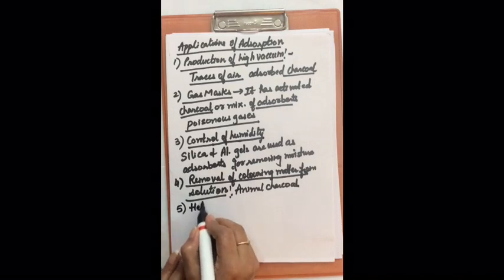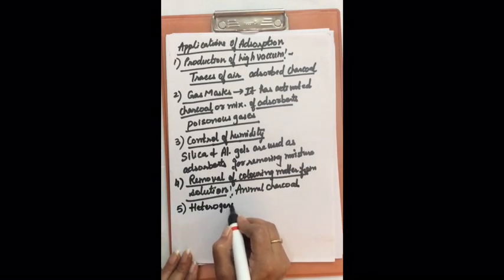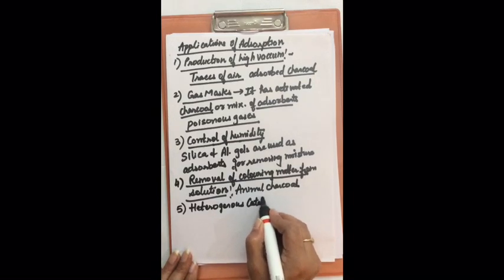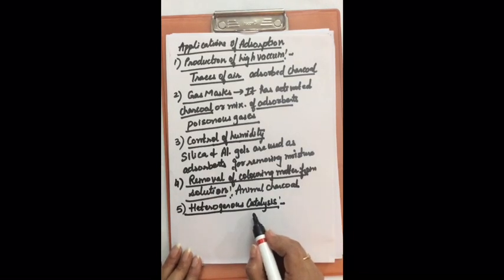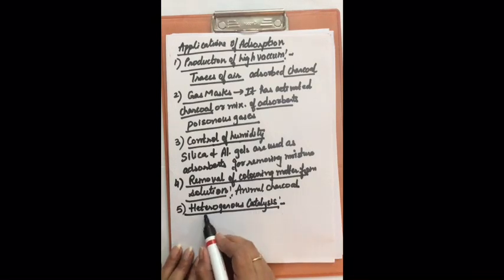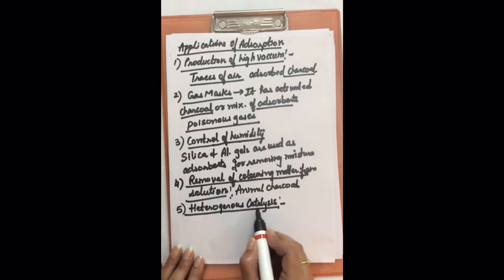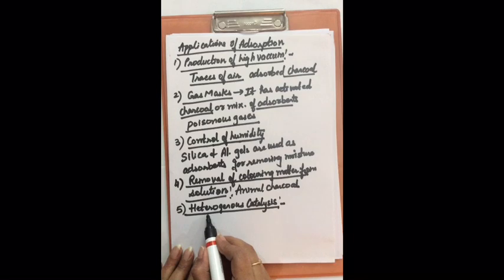Next application is in heterogeneous catalysis. Catalysis means a process in which a catalyst is used. A process is catalyzed by the use of a catalyst, that is, its speed increases with the use of this catalyst. And in the case of heterogeneous catalysis, the physical state of the reactants and the catalyst is different. If reactants and catalyst are not in the same physical state, then that catalysis is known as heterogeneous catalysis.